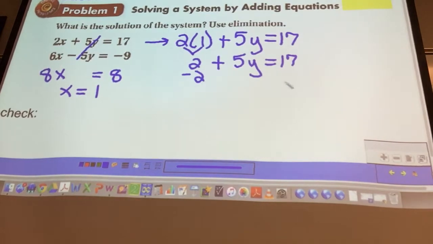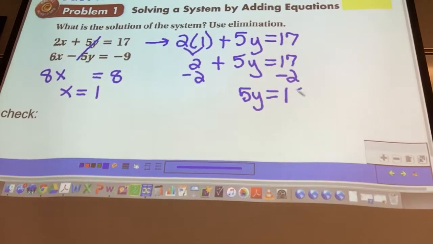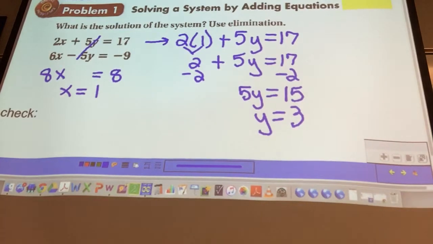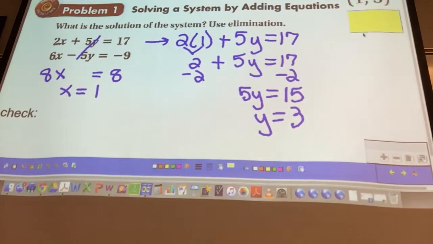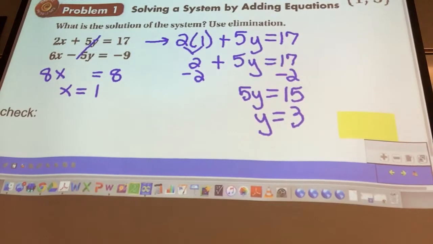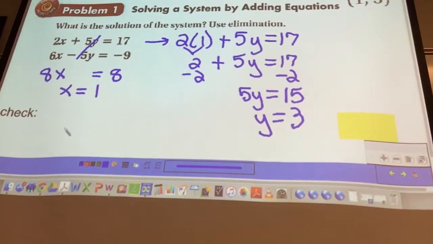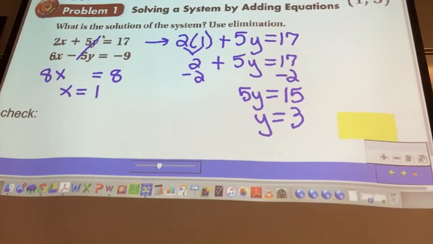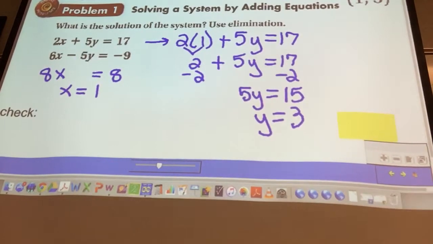Yes, subtract. We get 5y equals 15 and y equals 3. If you write it as an ordered pair, which number goes first? The 1. The 1, because that's the x value, and then the 3 goes second. You always have to check it. But I told you yesterday that you could check it the easy way. So let me do that right here.